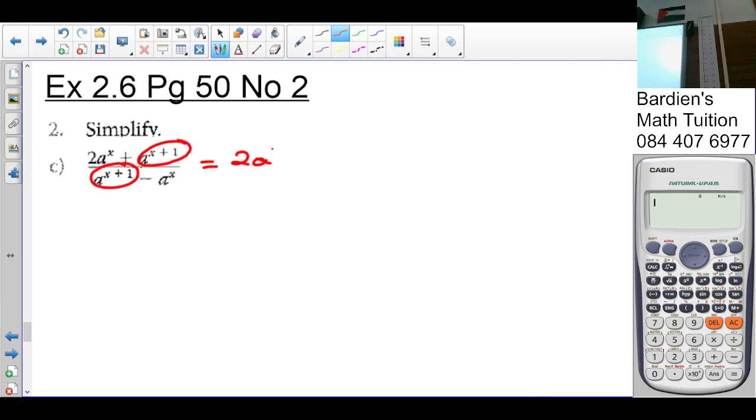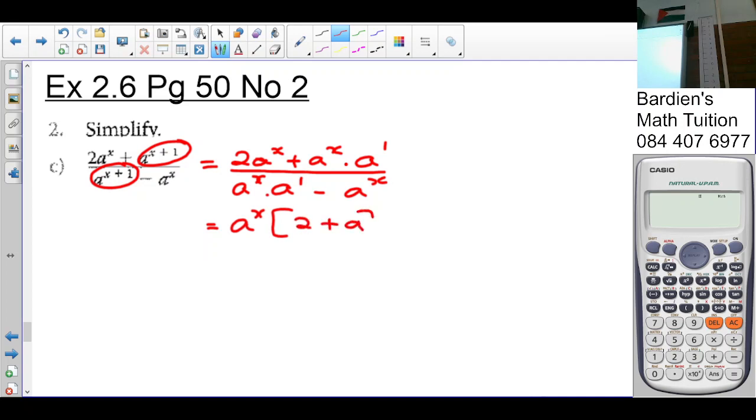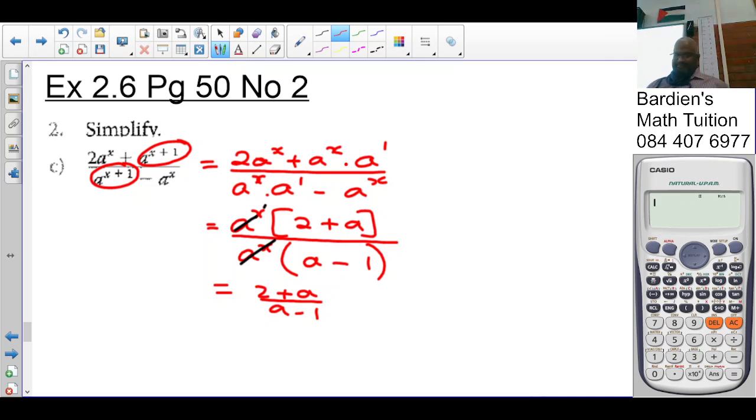So it can be written as 2 a to the x plus a to the x times a, over a to the x times a to the 1 minus a to the x. What is now common? A to the x. What are we left with? 2 plus a over a minus 2. So a to the x can cancel, not so? So the answer is 2 plus a over a minus 2. Where do you go wrong? A plus 2, 2 plus a is the same. But the better way to write it is 2 plus a, because if there's going to come a negative, then it would have to be 2 minus a, if 2 is first.